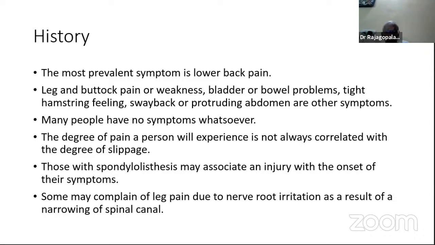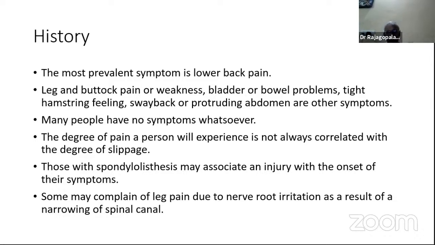And so the degree of pain is not relevant to the degree of slip or degree of instability. It can vary from person to person. Particularly, some of these patients will come with a history of injury, saying that I had the pain only after the injury. Before that, they may not have noticed or may not remember.